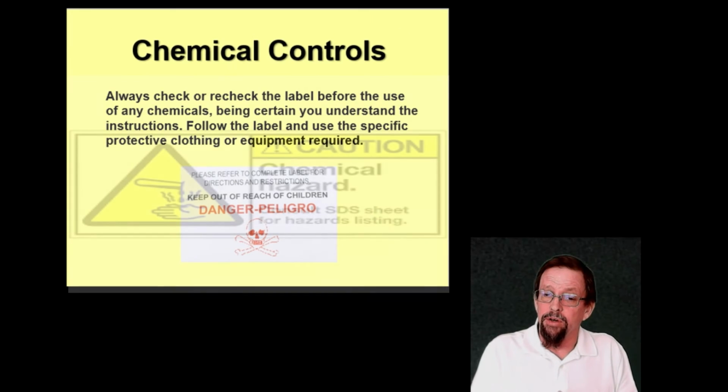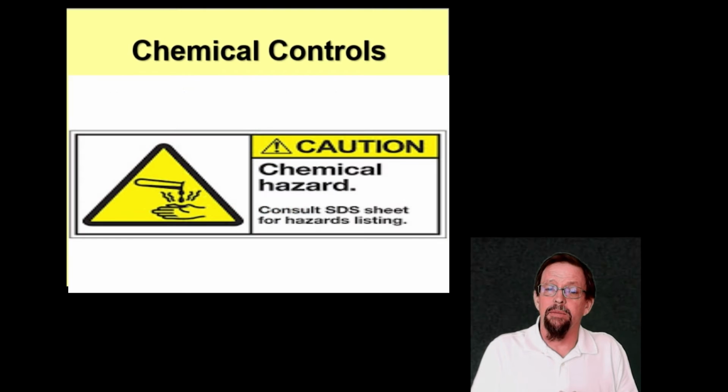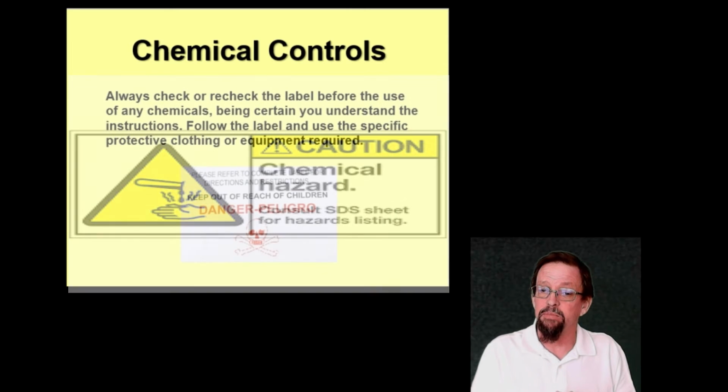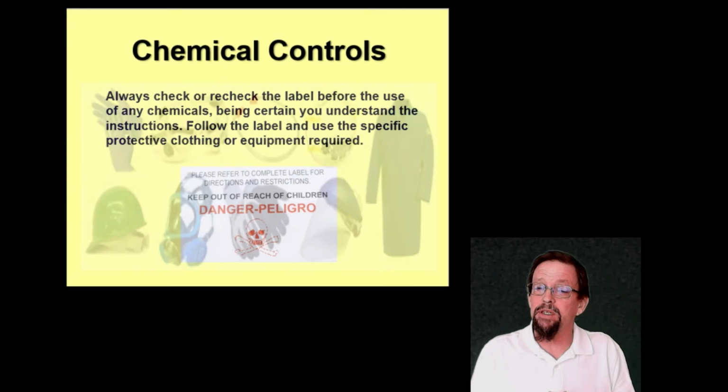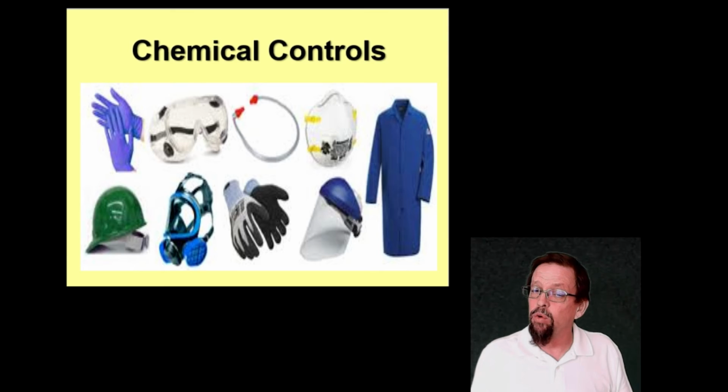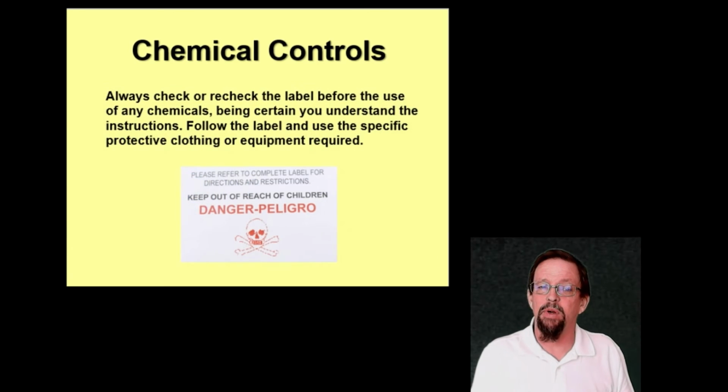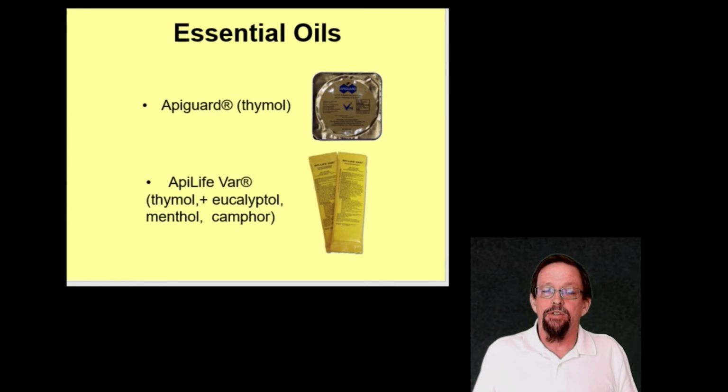So, chemical controls. Now, when you're working with chemicals, it is paramount that you check and then recheck the labels on the safety precautions that go along with these chemicals, because a lot of them are definitely hazardous to your health. And even if you've worked with these chemicals quite a bit, you still need to go back and check to make sure that you're handling them correctly. Make sure that you have the specified protective clothing and the equipment required. Again, safety is paramount.